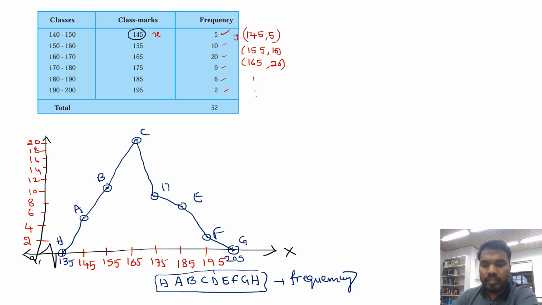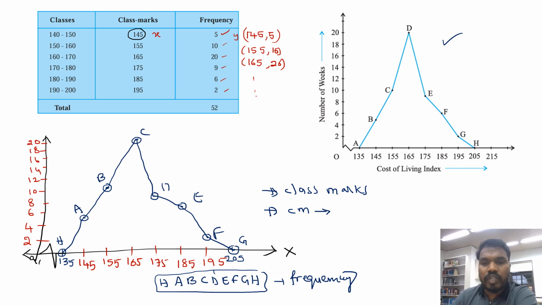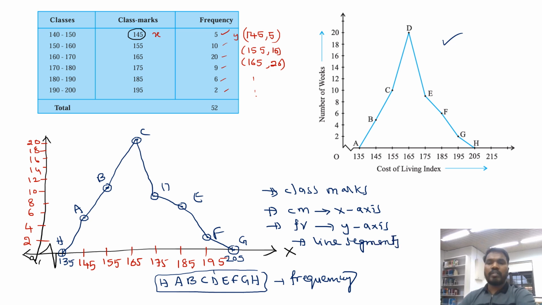This closed figure is nothing but a frequency polygon. Clear? If you draw it properly on the graph sheet, it looks like this. The first thing you should keep in mind is to find the class marks. Then represent these class marks along the x-axis. Then you already have the frequencies, so you put them along the y-axis. Then you just construct, and join them with line segments only. Okay, so that is the way to construct.